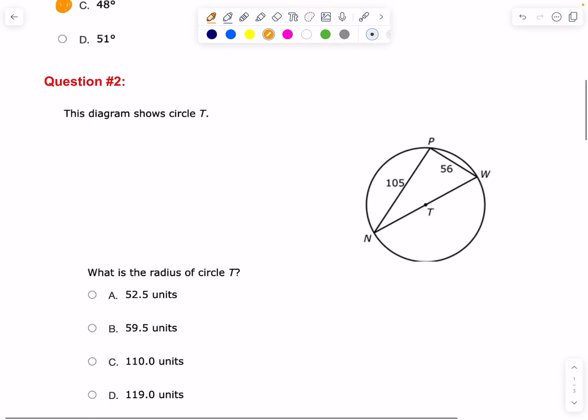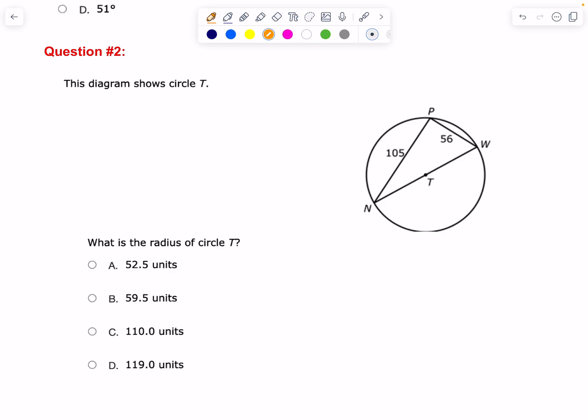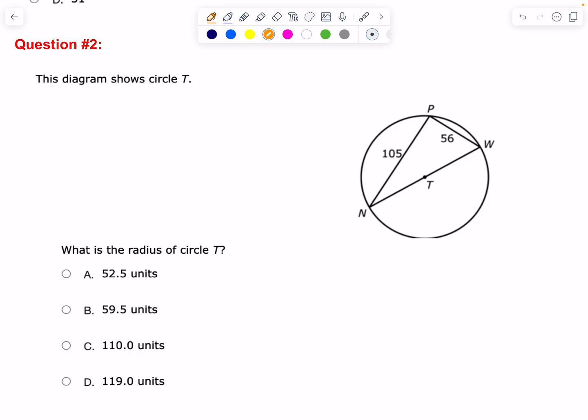All right, let's look at question number 2. The diagram shows circle T. What is the radius of circle T? So what we see over here is we have an inscribed angle that's sitting on the edge of the circle, and it opens up to half of the circle because we can see that they've given us this diameter NW right here. So when we have an inscribed angle that opens up to 180 degrees, it's always half of that, because the inscribed angle is always half of our intercepted arc. And so therefore we know this is a 90-degree angle, and therefore that's a right triangle.